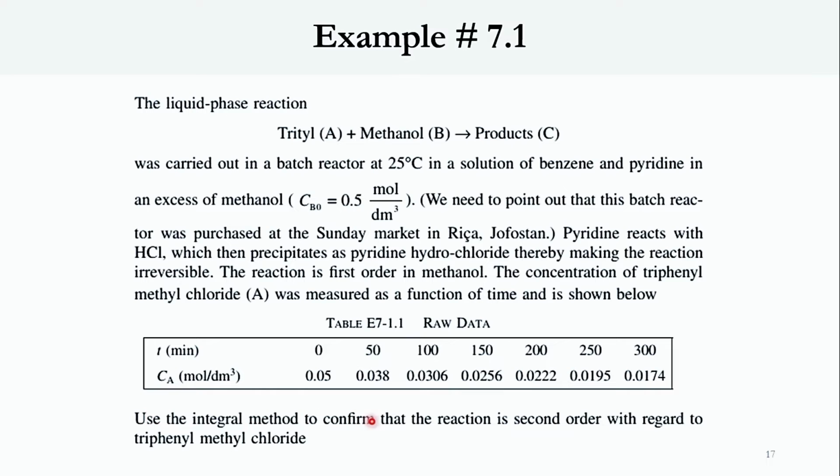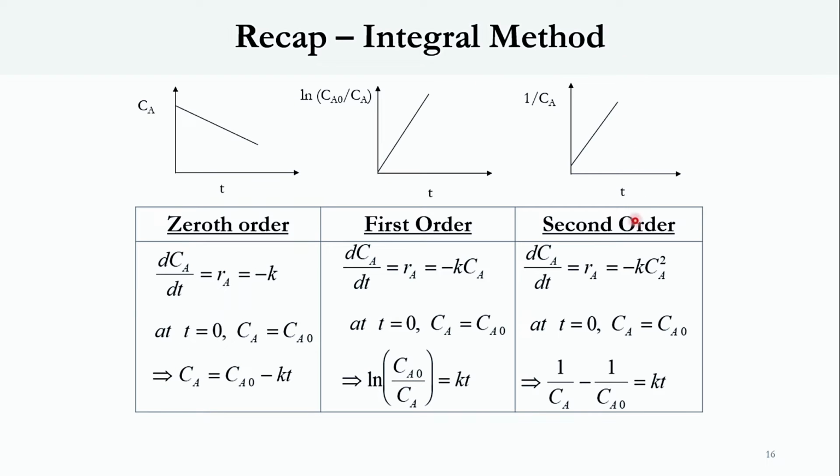We have to use the integral method to confirm that the reaction is second order with regard to our species A, which is triphenyl methyl chloride. We have to obviously build the equations. We have to then come to the second order system, and then we have to prove using the integral method that it is a second order system. And for this, we have to draw a plot between time and 1 over Ca.